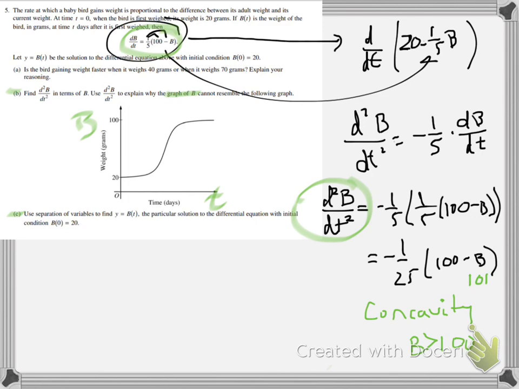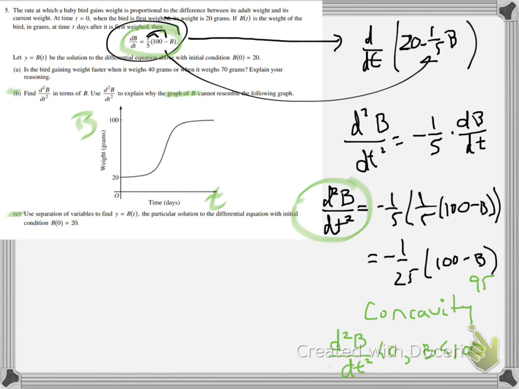But when b is less than 100, we're going to have something like 100 subtract 95, and that'd be 5, and then multiplied by a negative 1/25 will still be negative. So that means that the second derivative of b with respect to t is negative when b is less than 100.